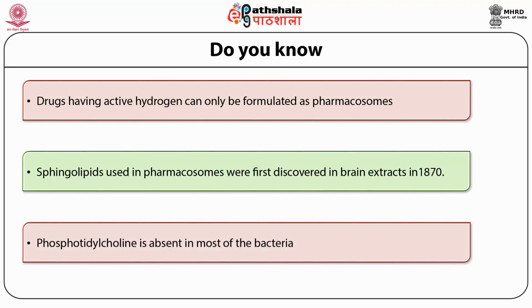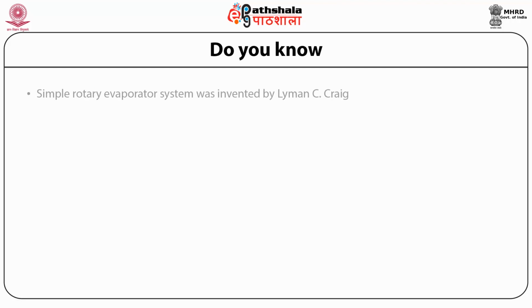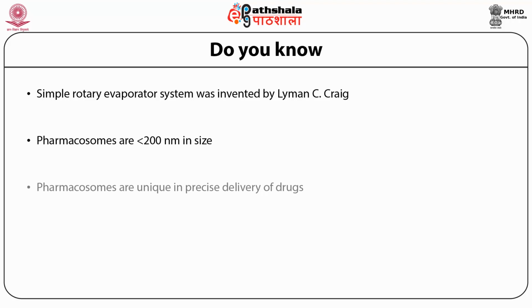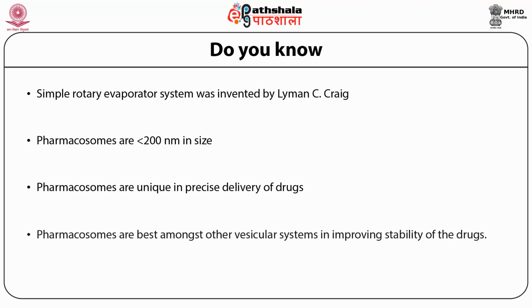Do you know that the phosphatidylcholine is absent in most of the bacteria? Do you know a simple rotary evaporator system was invented by Lyman C. Craig? Do you also know that the pharmacosomes are less than 20 nanometers in size? Next is the pharmacosomes are unique in precise delivery of drugs, which means that they can precisely deliver the drug in a specific organ or in a specific tissue. Do you also know that pharmacosomes are the best amongst other vesicular systems in improving the stability of drugs?